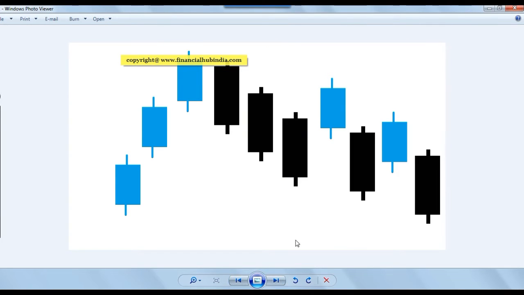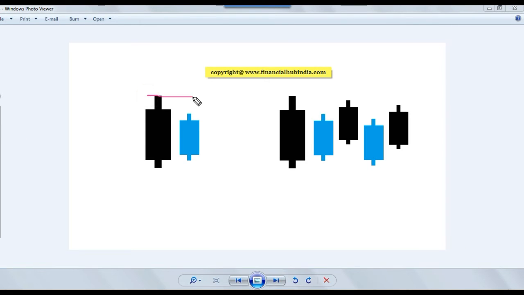So you remember the third structure we talked about? A candle which didn't break the previous candle's high or low. So far we have done either the high is broken or the low is broken. Now we are saying neither the high is broken nor the low is broken. That is structure. So this is the high of this black candle, and this is the low of this black candle. And we found a candle which stays inside the high and low.